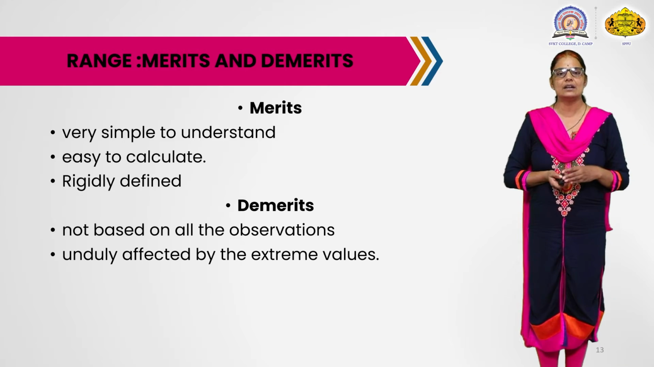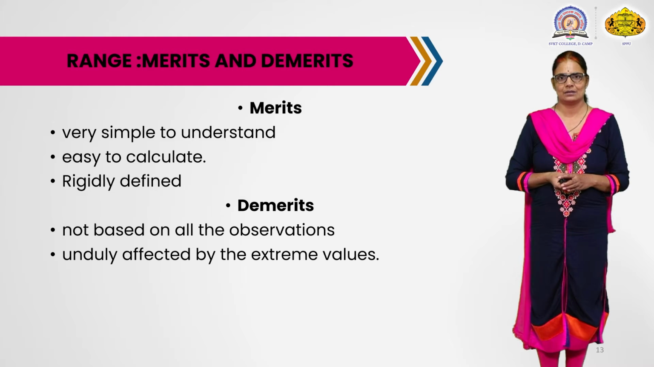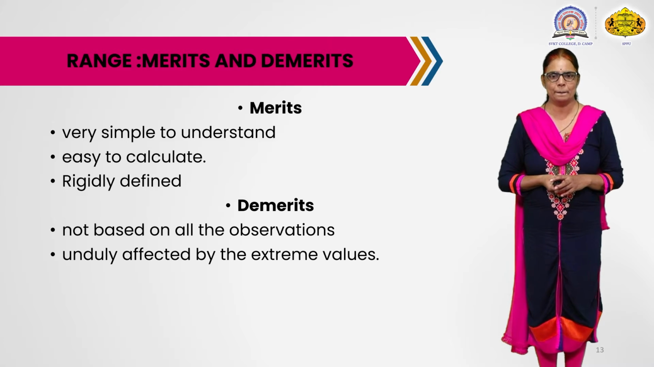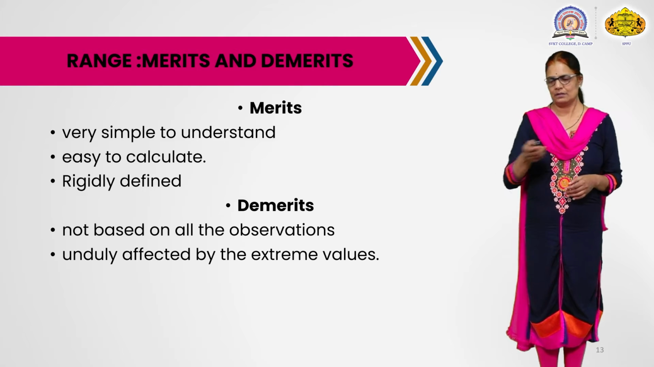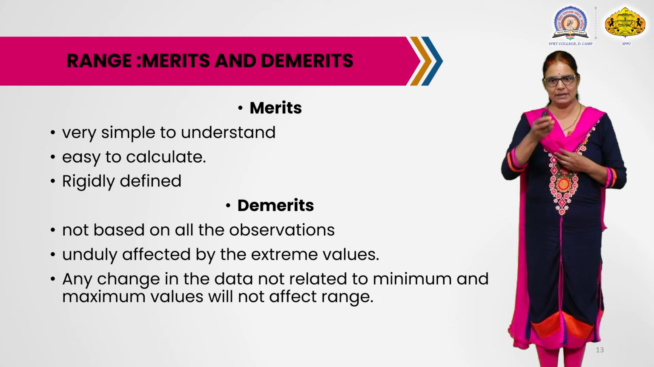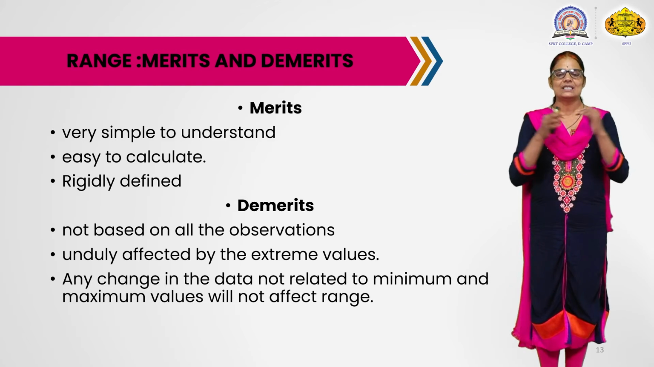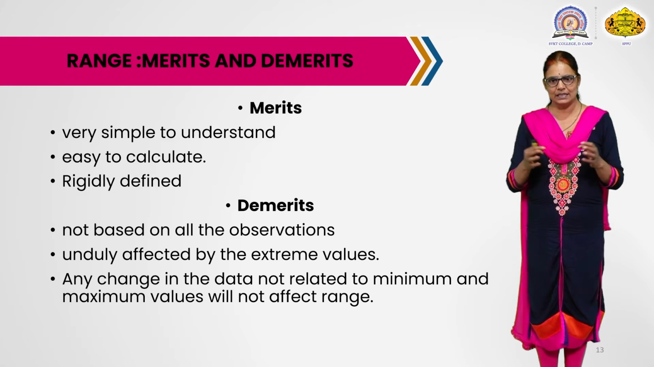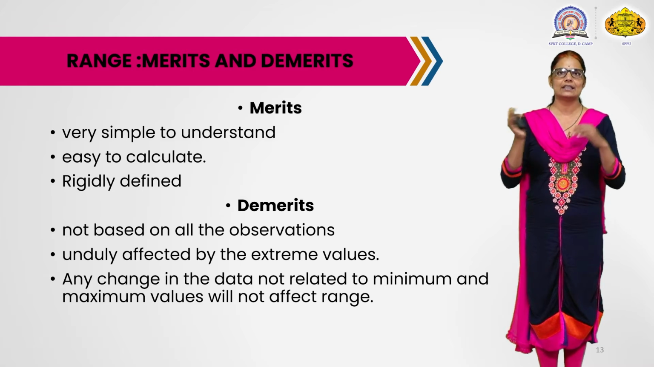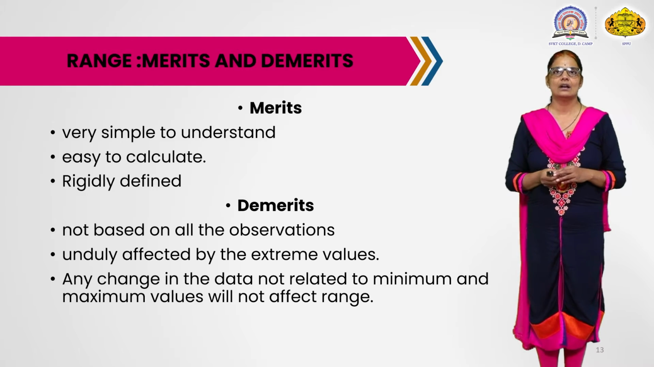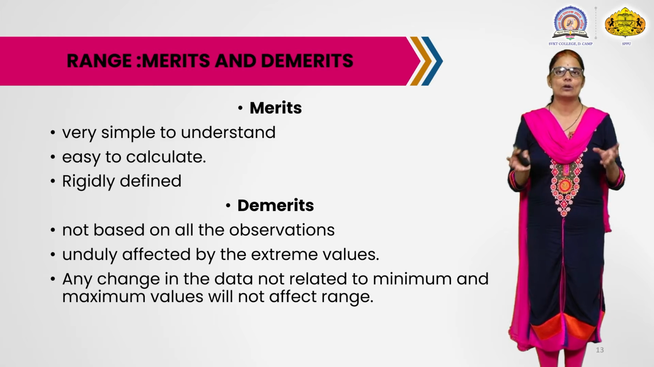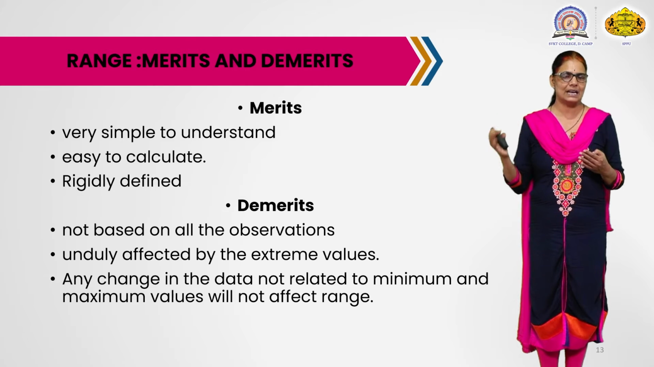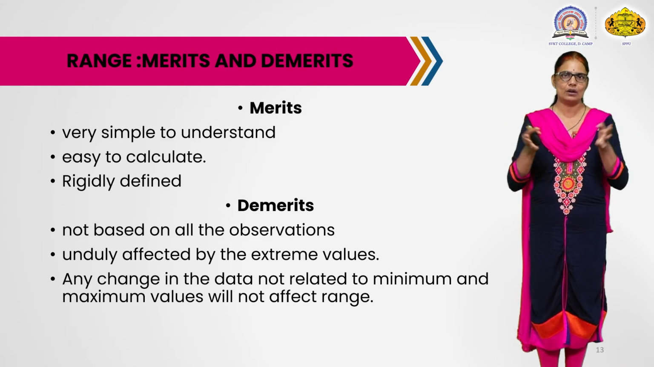Another demerit is that it is unduly affected by extreme values. Since it depends on extreme values, this is another demerit of the range. Another demerit is that if the data is changed in a way that is not related to the minimum and maximum observation, it will not affect the value of the range, because it totally depends on the largest and the smallest observation, not the middle ones.